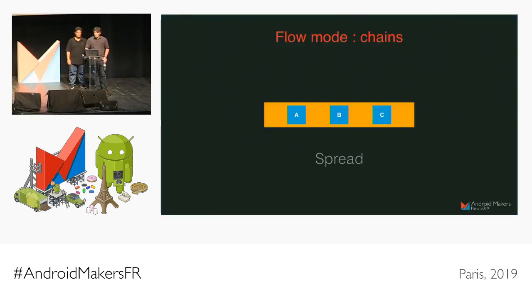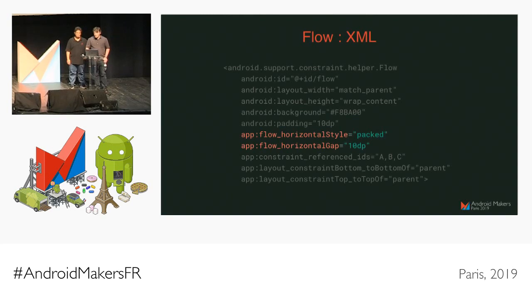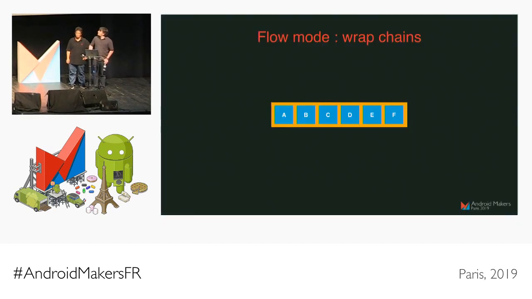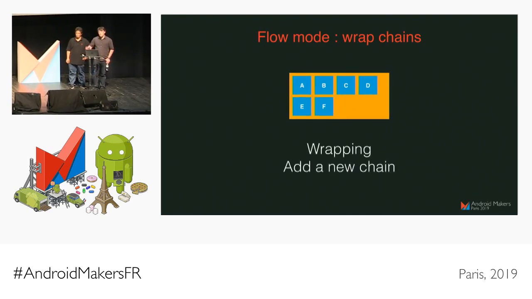For chains, we support all the types of chains. Nothing special here. This is how you specify it in XML. You have those new attributes for flow. And now the interesting thing is if you actually run out of space, right? What do you do? Well, in that case, we allow you to set up a wrapping behavior.